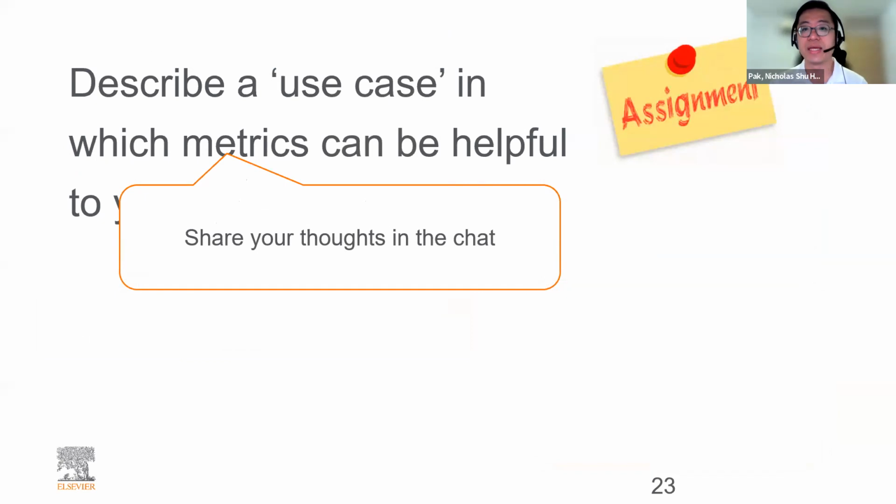Some of you will be asking questions already, but I think maybe a good way to make it more dynamic and interactive is for you to describe a use case in which metrics can be useful to you, right? So you can feel free to type them in the chat box.